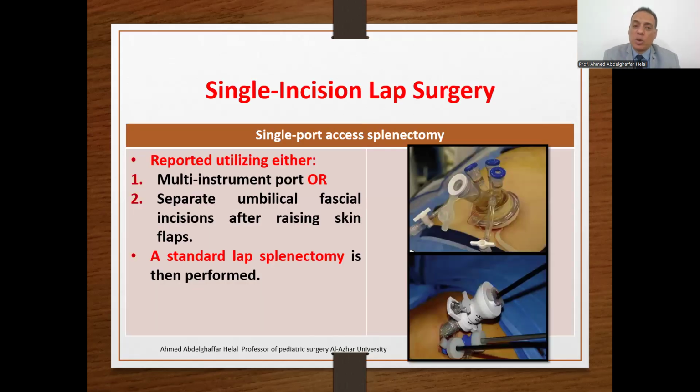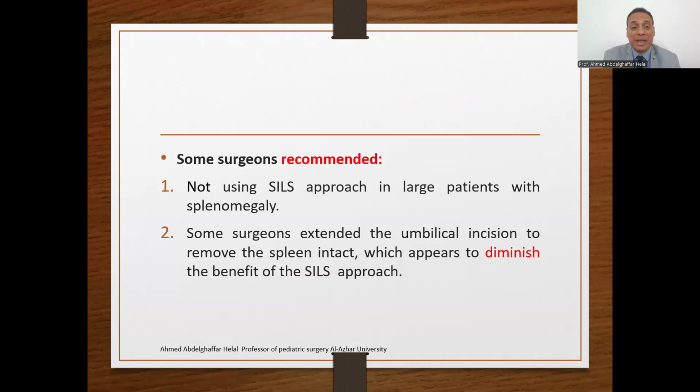For single incisions, we also may have 2 configurations: the reported multi-instrument port with 3 or 4 channels, or separate fascial incisions in the umbilicus with raising of skin flaps. So you may work with this already prepared port, or we may work with multiple incisions after raising skin flaps in the umbilicus.